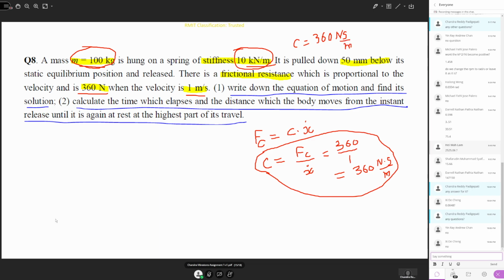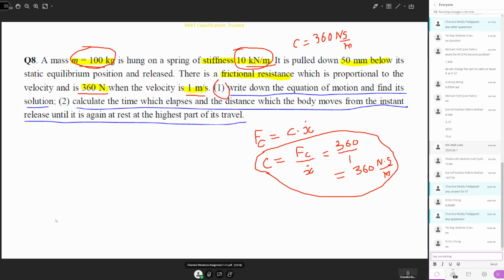Okay, so the displacement when it is pulled down 50 mm and released, there is a vibration. Now you're asked, the first part, write down the equation of motion and find its solution. So that means you get the equation of motion and find the response of the system.